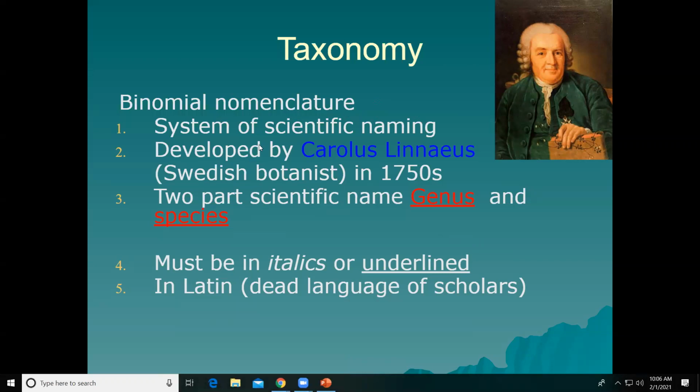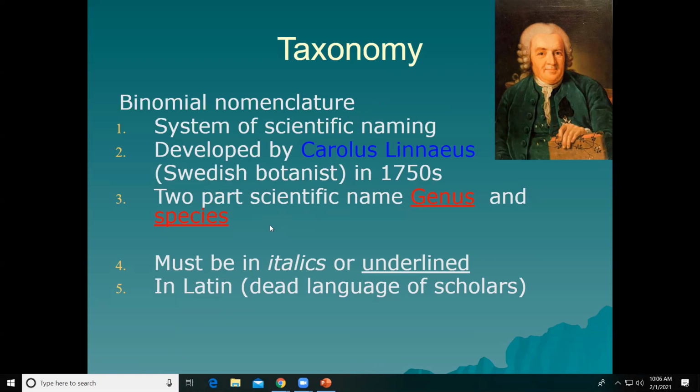This was developed by Carolus Linnaeus back in the 1750s, so it's been around for a very, very long time. But we do always include two parts of this. We always include the genus and species when we talk about the scientific name of an organism.